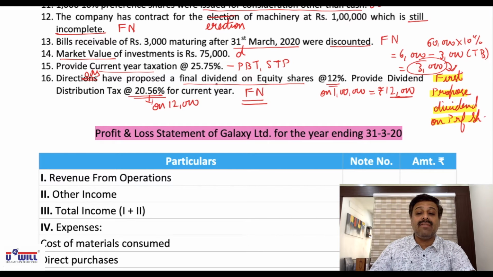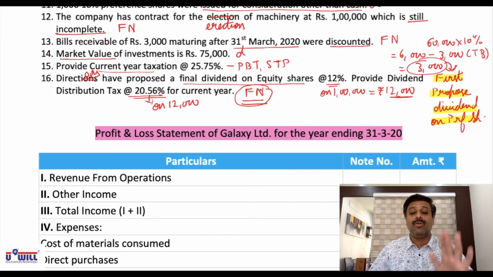Then they will propose the dividend on equity shares, and then they will provide for dividend distribution tax on preference as well as equity. And all these things will come in footnote. I hope everyone is clear with this.